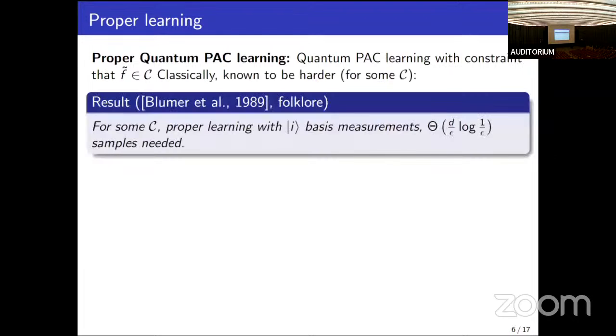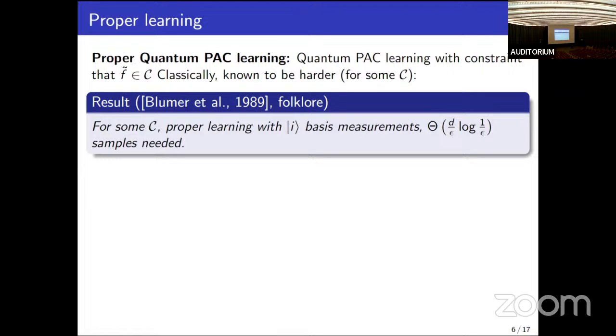Now, actually, classically, it has been shown that this problem is strictly harder than the usual quantum PAC learning for certain function classes C. That is, for certain function classes C, with just computational basis measurements, the sample complexity has an order log 1 over epsilon extra factor required.